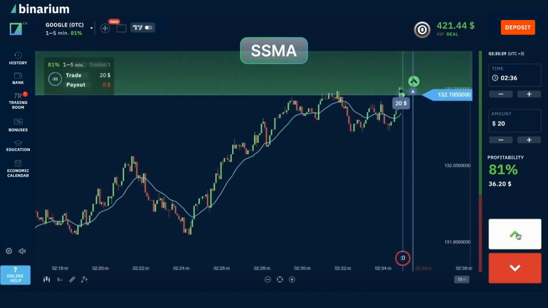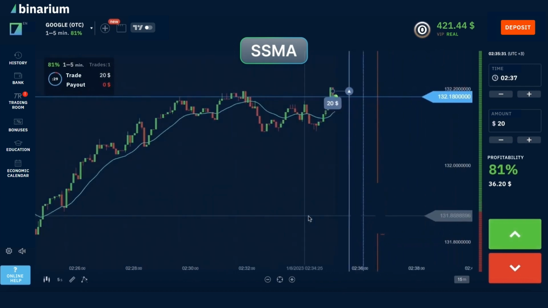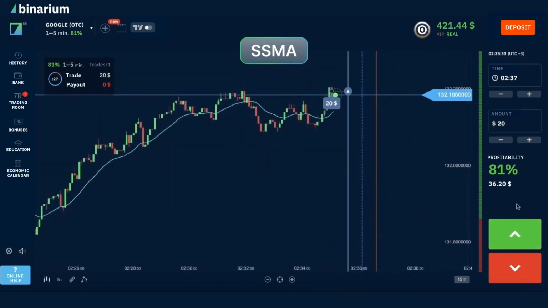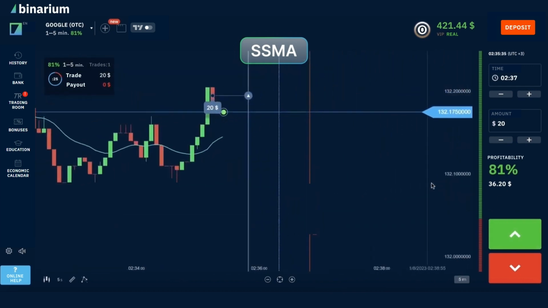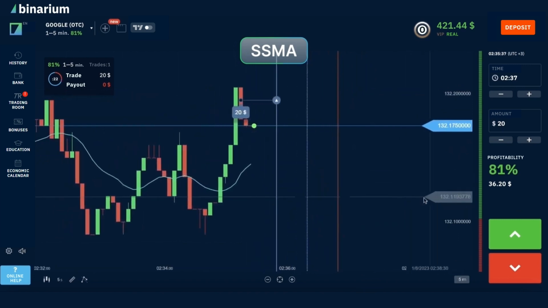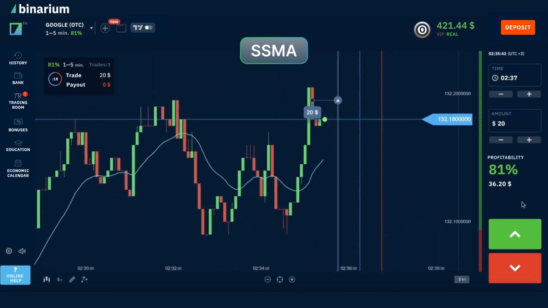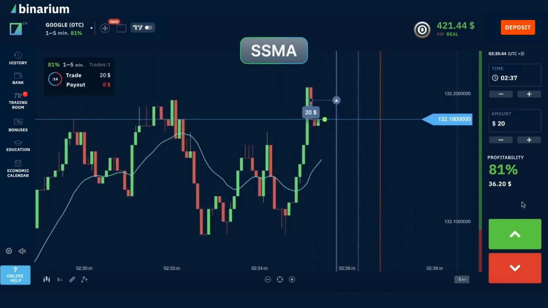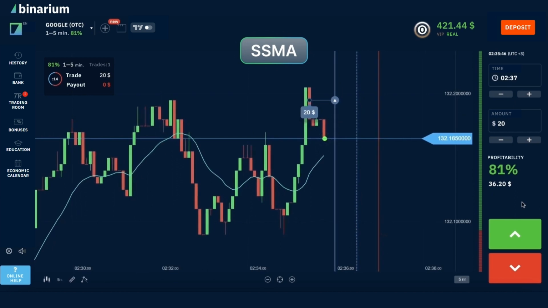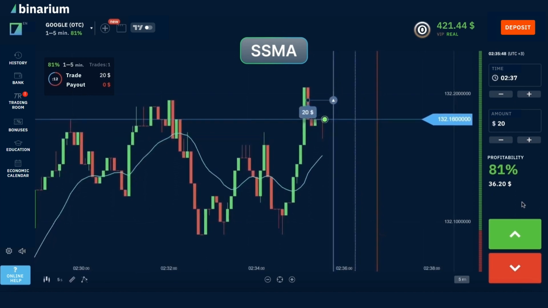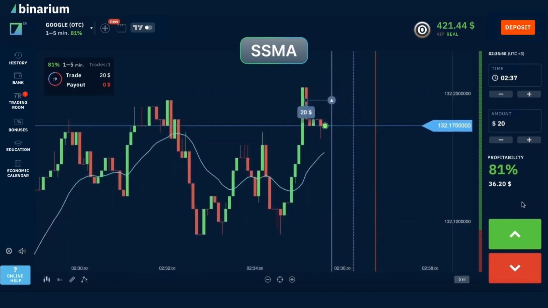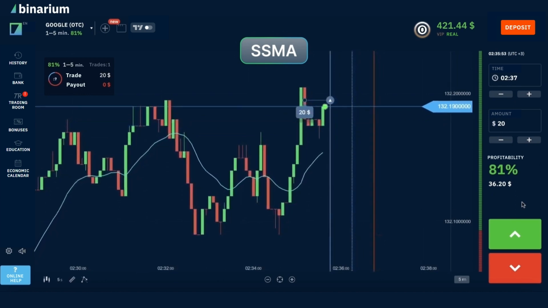Let's examine an entry point using SSMA. I opened a buy trade because the price is breaking out of a consolidation phase. The price is attempting to break a local high. The smoothed moving average is positioned below the chart. All these factors indicate that the price will likely continue to rise. Although the price growth was small, the entry point was well chosen, and the trade closed in profit.